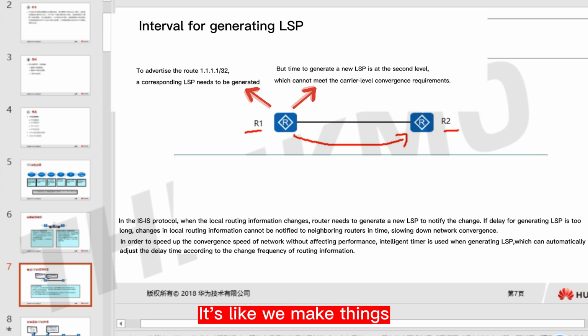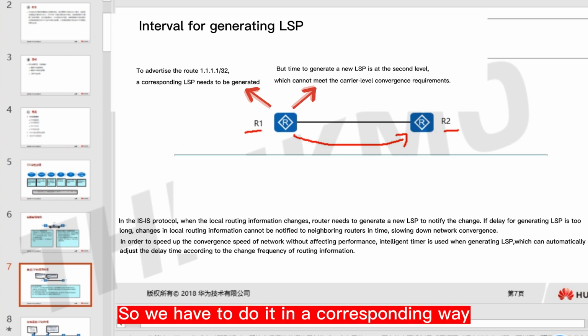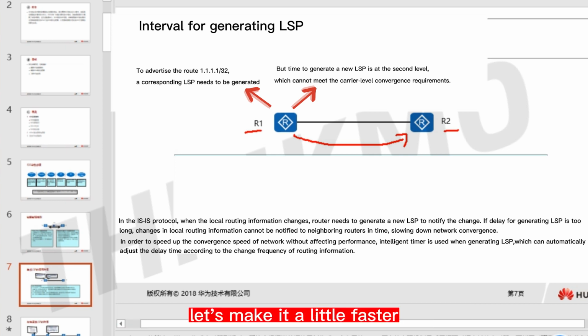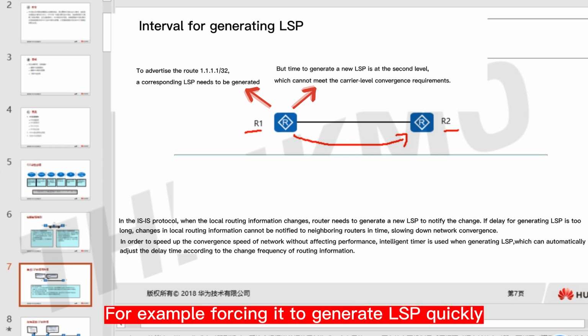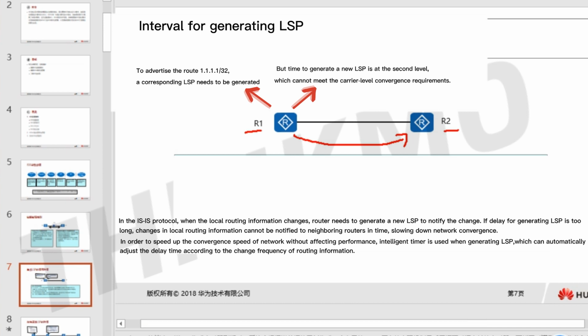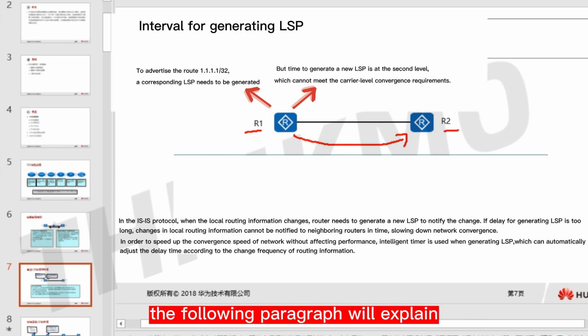Because the production time is too slow, it's like we make things too slowly and you may miss the opportunity. So we have to do it in a corresponding way. Let's make it a little faster, for example, by forcing it to generate LSP quickly. The following paragraph will explain.